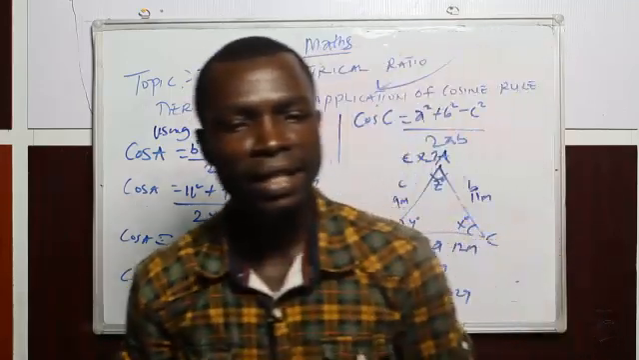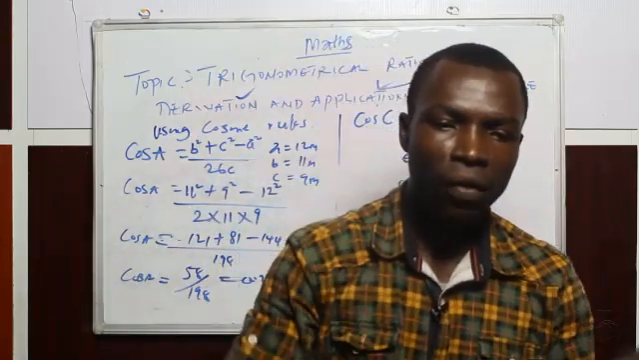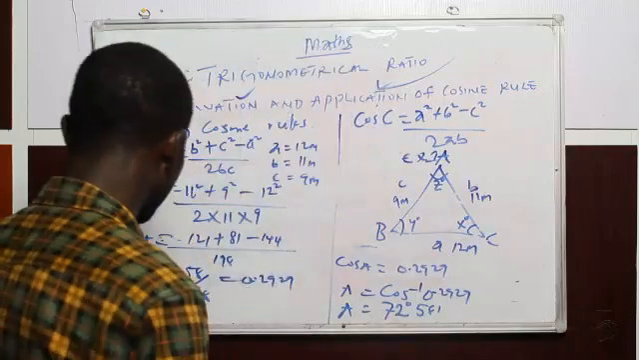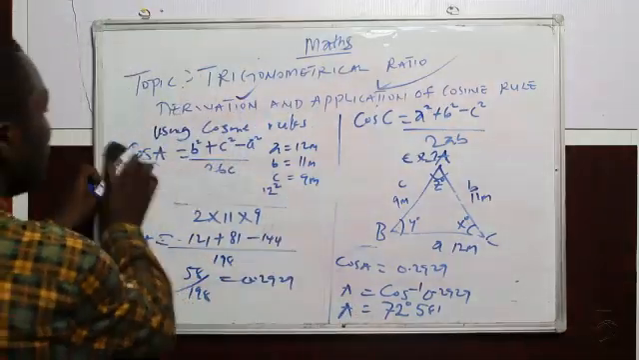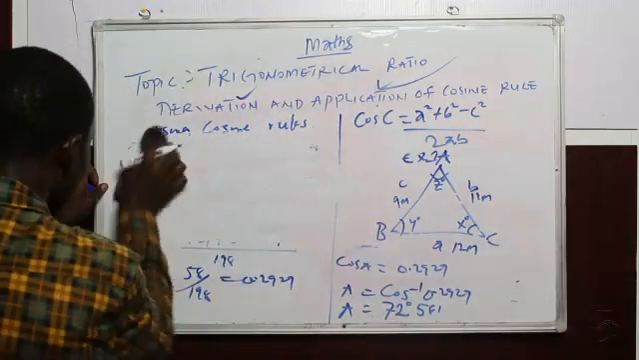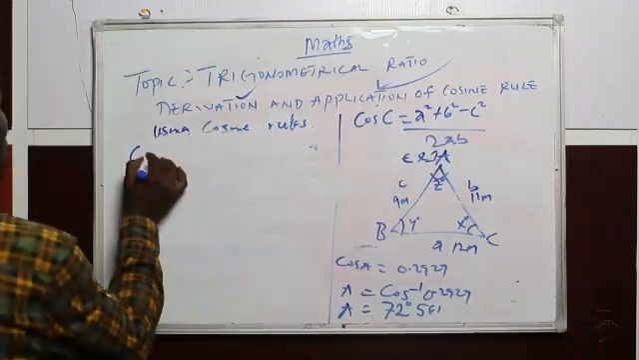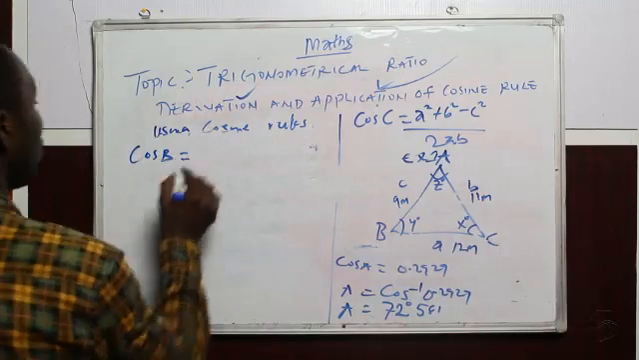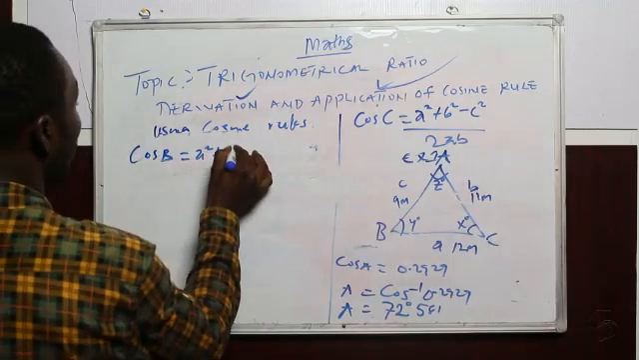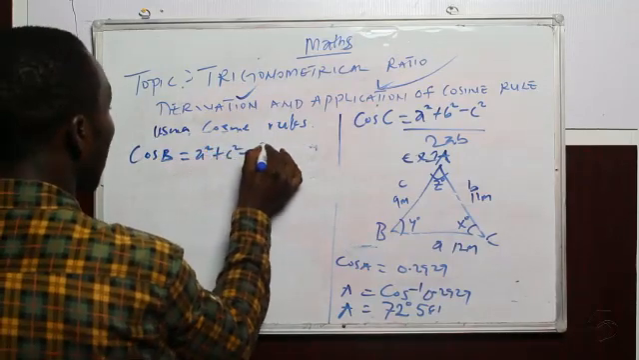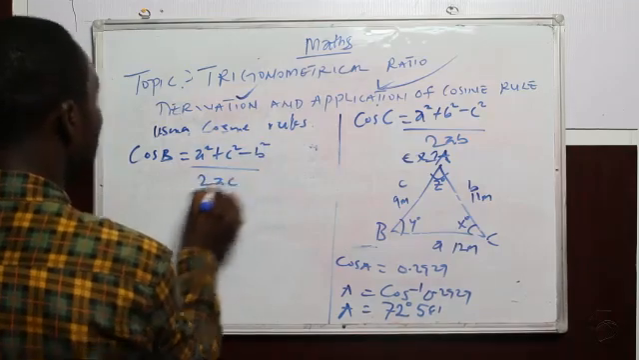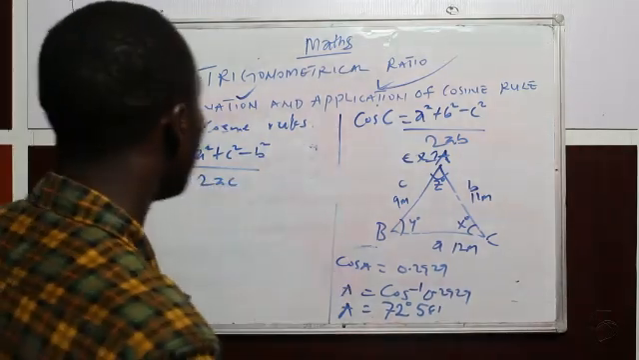Now, how do we find cos B? Remember the formula when we're finding the answer. What is cos B? Cos B is equal to A squared plus C squared minus B squared over 2AC. Absolutely correct. Substitute your values.